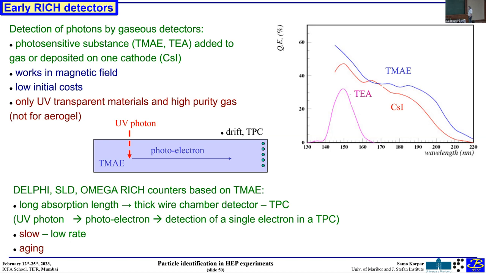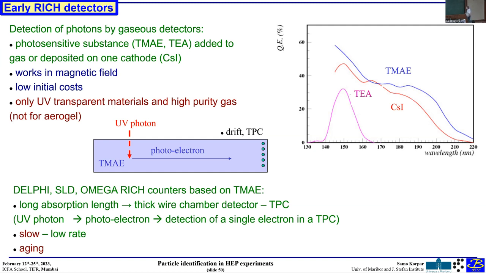So you can add it. The amount is limited by the vapor pressure and the temperature, so you don't want it to condense in your detector. For TMAE, actually, only a very low concentration is allowed, so you need a very long absorption path of a few centimeters to get a very good efficiency. These were early detectors based on this. They work in a magnetic field and have low initial cost, but they work in the far UV. You need a quartz window or better, and you need a very pure radiator because oxygen and water at ppm levels already cut into your efficiency.